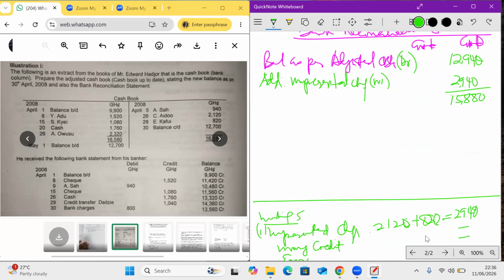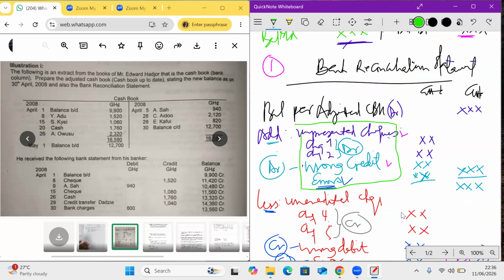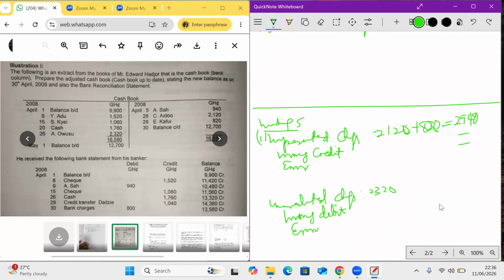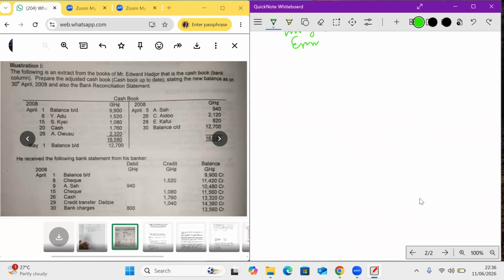The uncredited check. So how do we write it? Add or less? Less. Why are we lessing? Because the next ones are credit items. And whenever credit items meet debit items, they will subtract. Didn't I explain it here? Yeah. That's it. So less uncredited checks. So what was the uncredited checks value? 2,320. Okay.